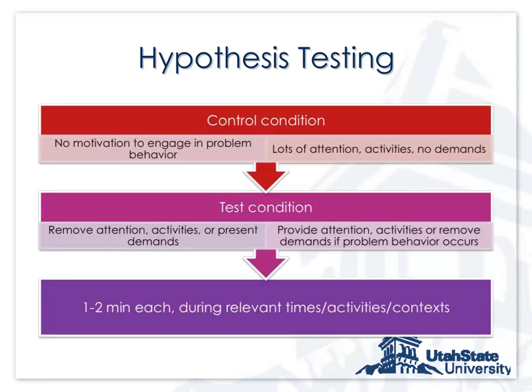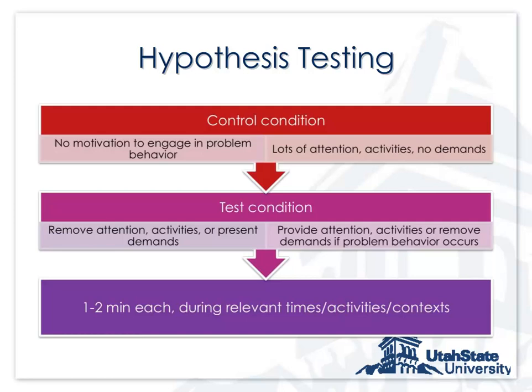To test the hypothesis that you have formulated, first develop a control condition where the individual should have no motivation to engage in problem behavior. This is where you may have lots of attention, preferred activities, or no demands provided. Next, create a test condition where you will create motivation to engage in that problem behavior. In this condition, manipulate the antecedents and consequences directly related to your hypothesis.